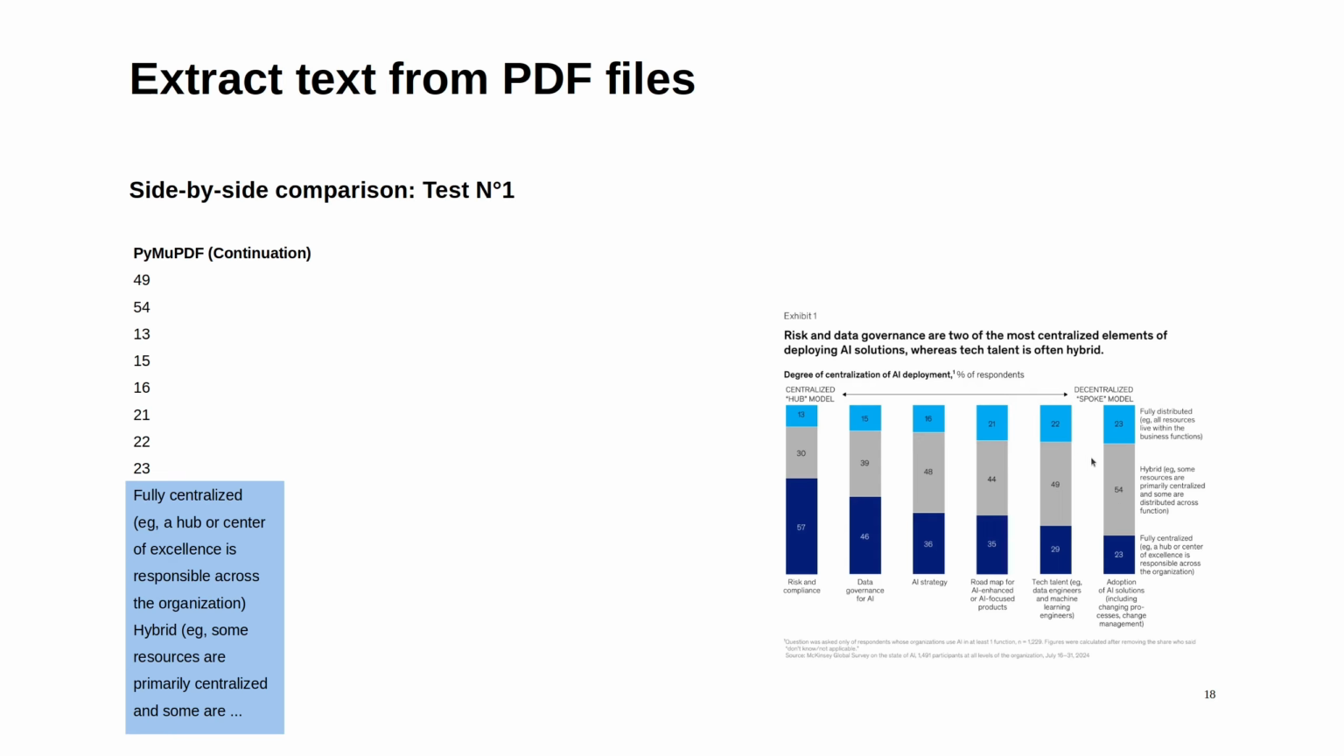Here, if you look at the image on the right, we have the legend. So each color means something. For example, the light blue color means fully distributed. This gray color means hybrid. And this dark blue color means fully centralized. We can see that output here. You can see we have fully centralized, hybrid, and the other one should be below.